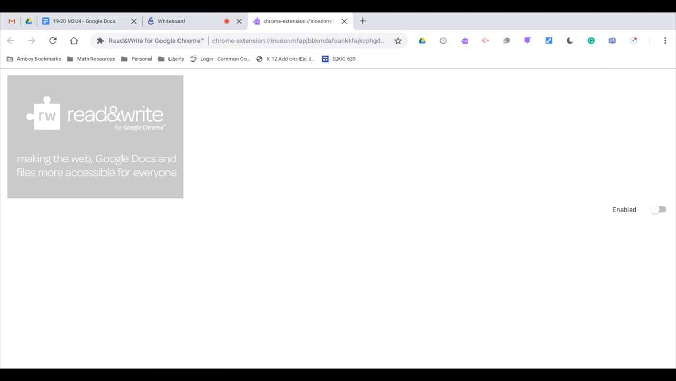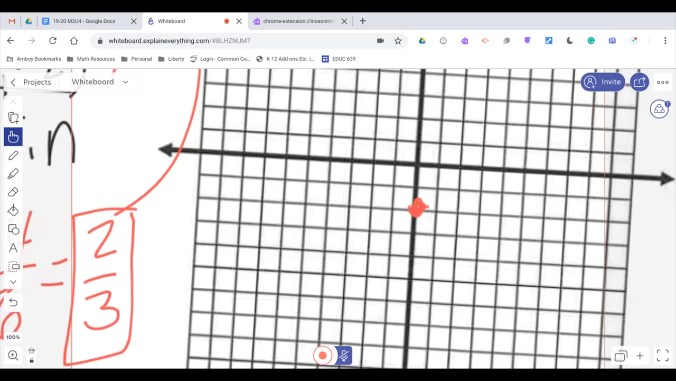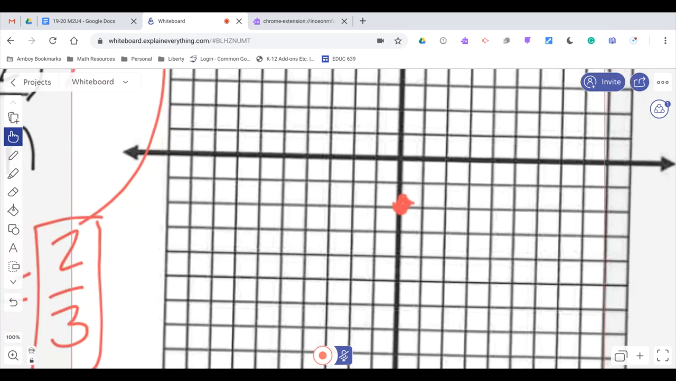Okay, I'm going to zoom in so you can see this, because this is going to be really close. I'm actually going to do the vertex in blue. 2/3 is about here, and I'm going to go down 1, 2, 3, and a little more.